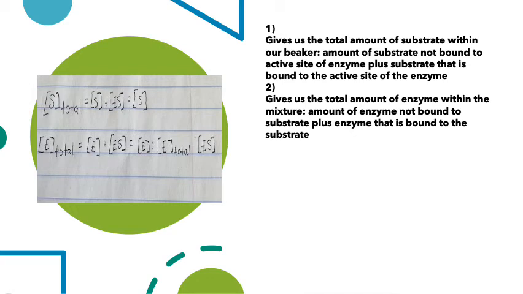Then we have the S total here and the E total here. Pretty much basically what's going on: in the first equation, we're getting the total amount of the substrate within our beaker. So that's the amount of substrate that is not bound to the active site of the enzyme plus the substrate that is bound to the active site of the enzyme. And for the E total, we're getting the total amount of enzyme within the mixture. So the amount of enzyme not bound to the substrate plus the enzyme that is bound to the substrate.